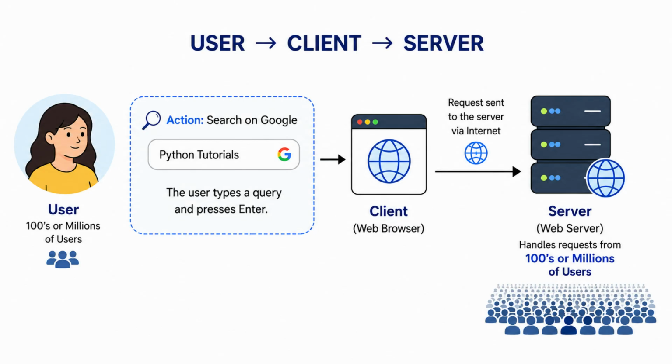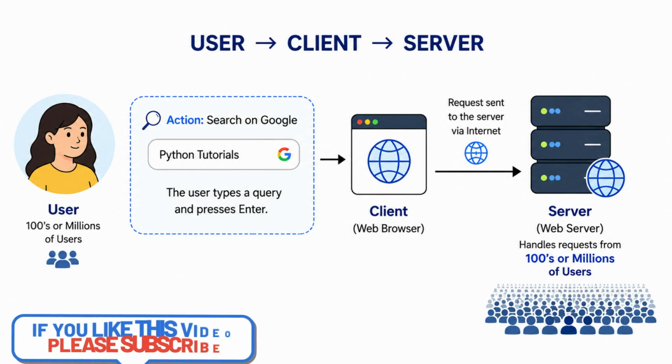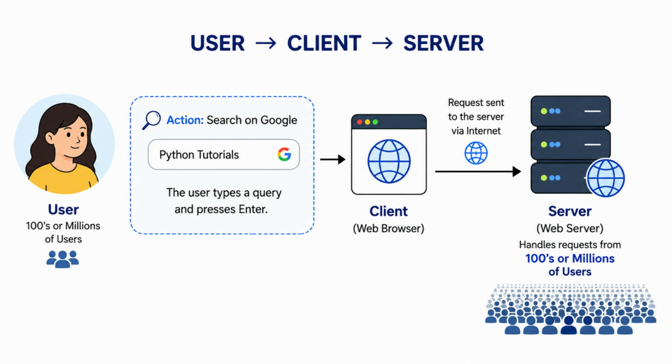Once the request is sent, it travels through the internet and reaches the server. A server is another computer, but it's designed to handle requests from thousands or even millions of users at the same time. Its primary job is to receive requests, process them, and send the appropriate response back to the client. When our request reaches the server, it starts processing it by asking a few questions like what is the user searching for, is the request valid or not, or where can I find this information, and so on.